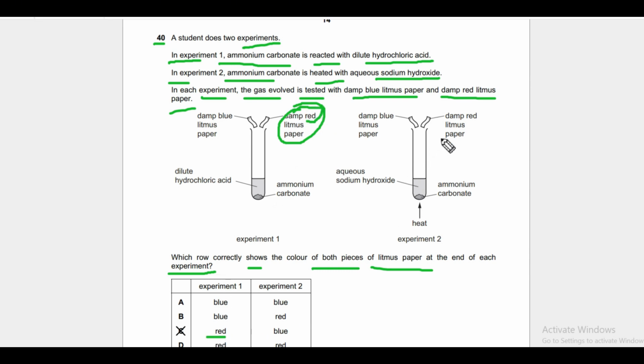Now number 2, when you add aqueous sodium hydroxide to ammonium carbonate, ammonia gas, an alkaline gas, will be produced, which turns damp red litmus paper to blue. So in experiment 2, damp red litmus paper turns blue, but in experiment 1, red litmus paper will remain the same.